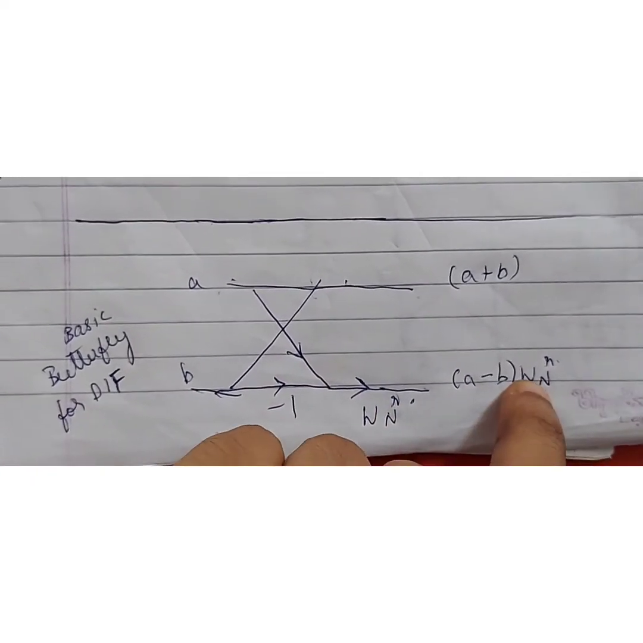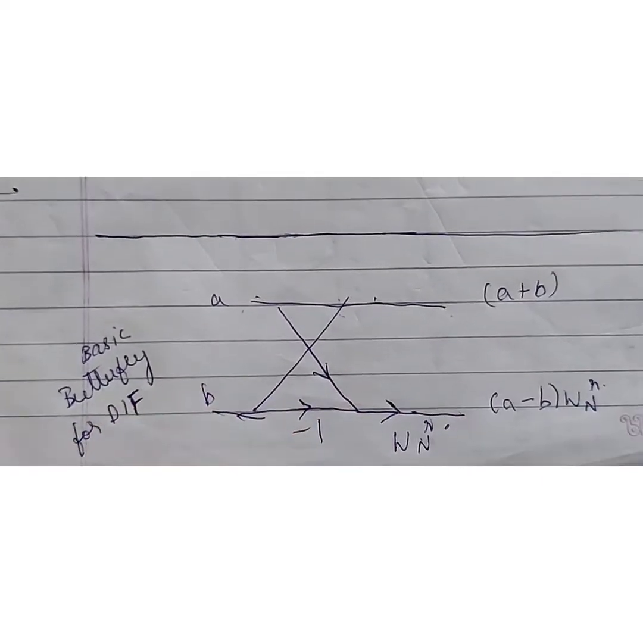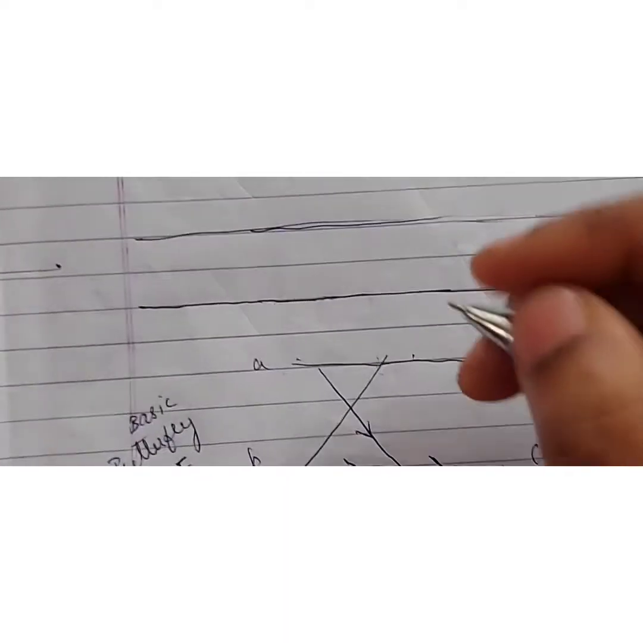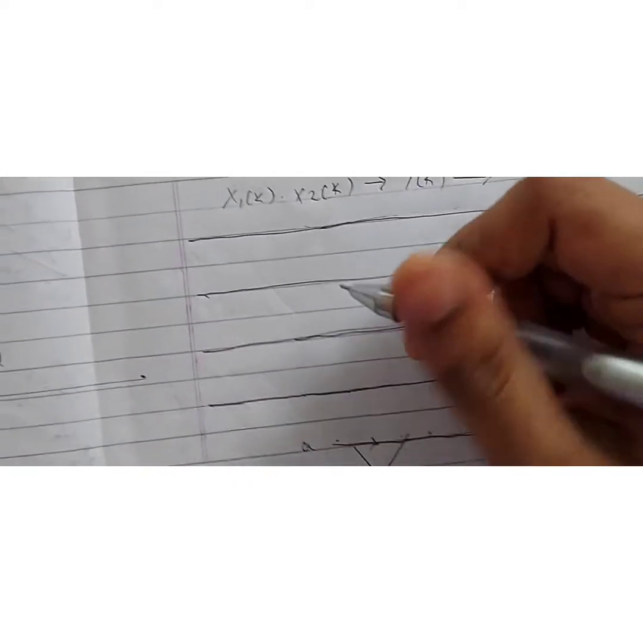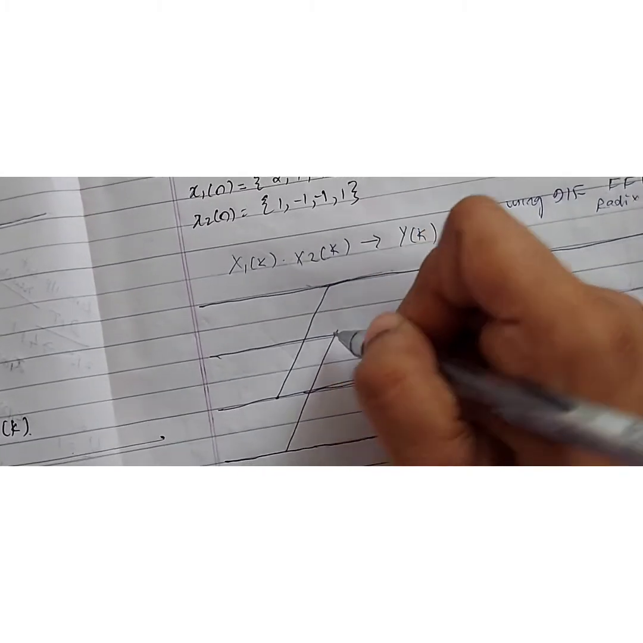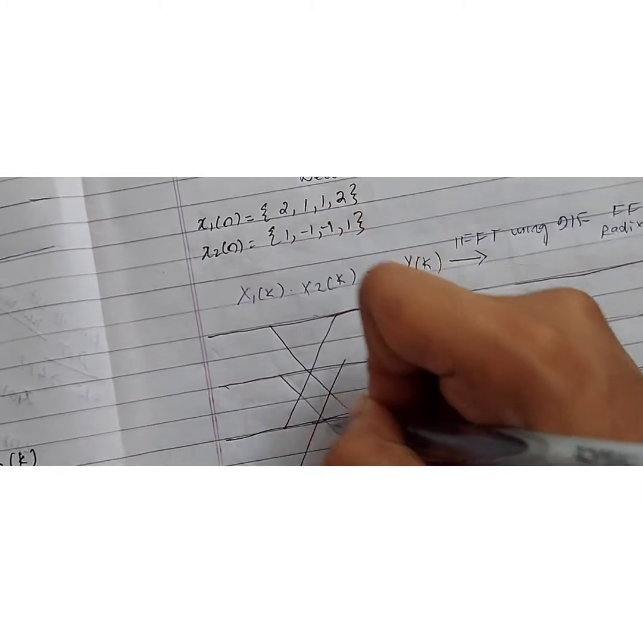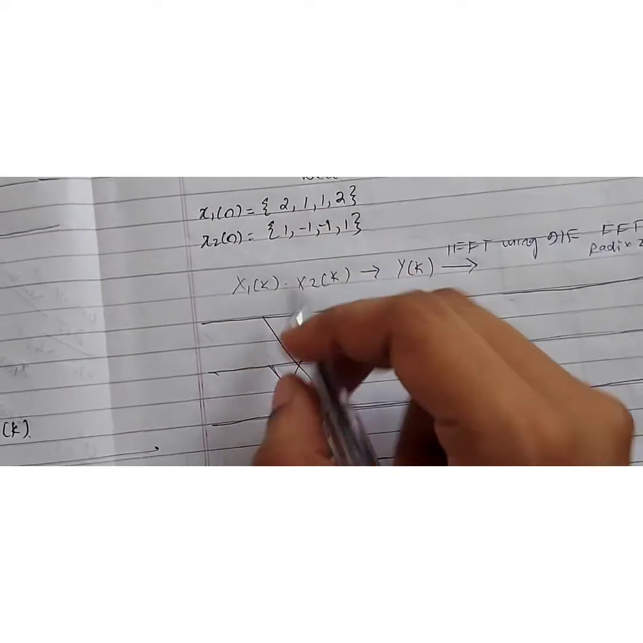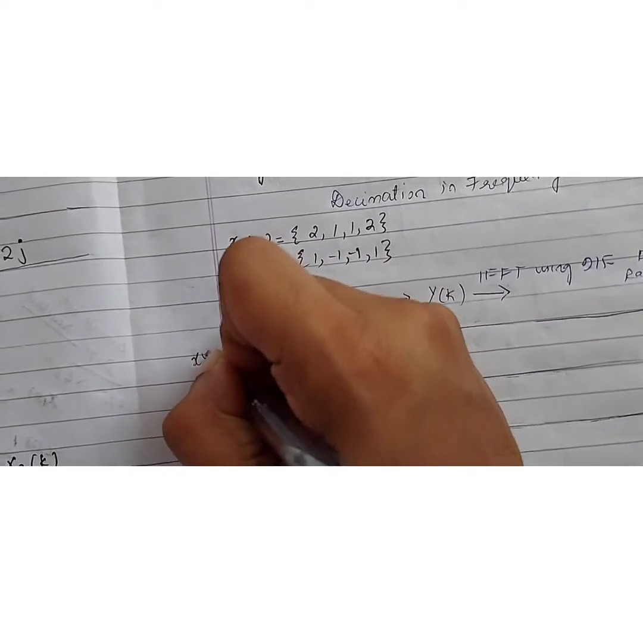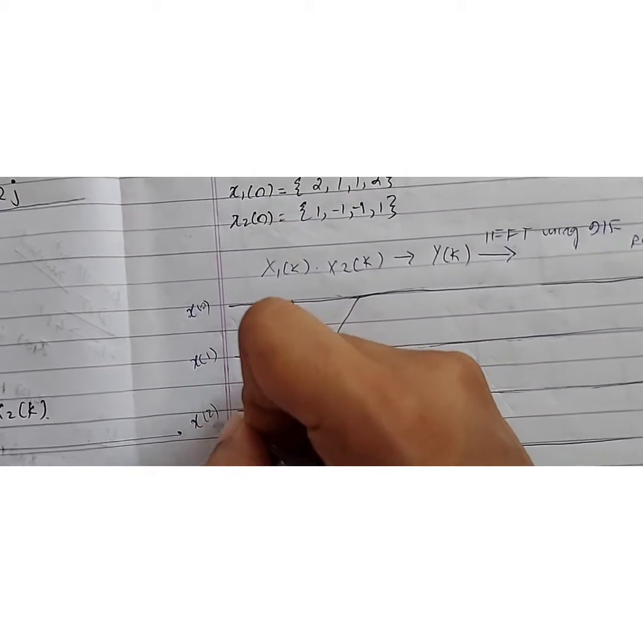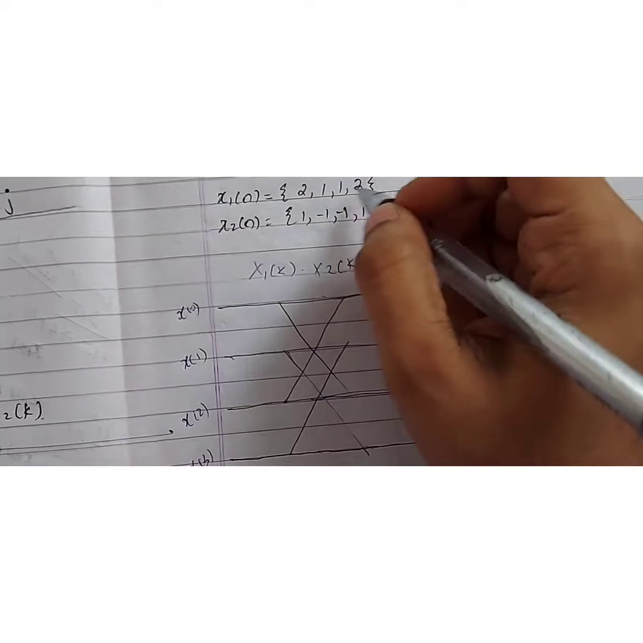A minus B into Wn power r. This is A plus B. That's it. Okay, this is your basic butterfly structure. So in case of your DIF FFT, we'll have the higher point FFT first, followed by the lower point FFT. So here the input is given in the same order, that is x of 0, x of 1, x of 2, x of 3. That is in the same order.